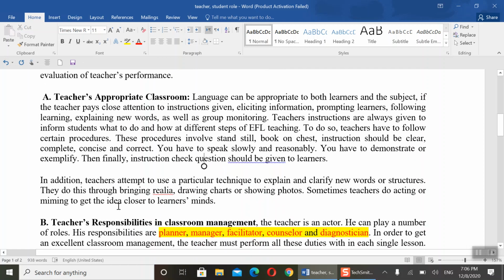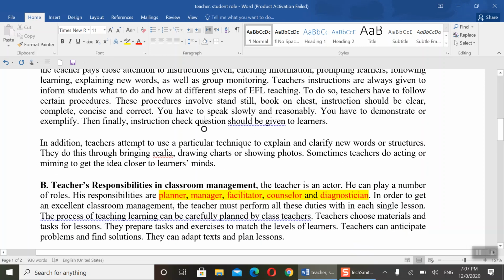In addition, teachers attempt to use a particular technique to explain and clarify new words. You have to use a new technique to clarify new words or structures. They do this through bringing realia, media, drawing charts, showing photos. Sometimes teachers do acting or miming. Sometimes the teacher should act. Most of the time, you see the teacher sitting in one place just explaining or reading or asking questions. No, the teachers should be actors. They should act. They should use miming, gestures, facial expressions to get the idea closer to learners' minds. You have to use every means to get the idea clear to the students.